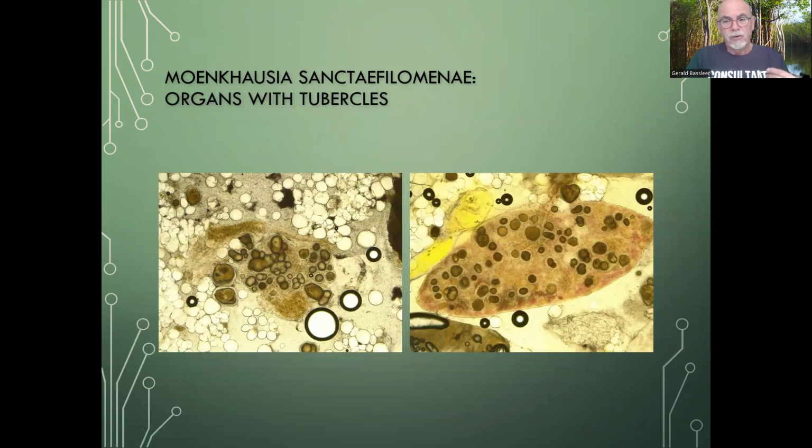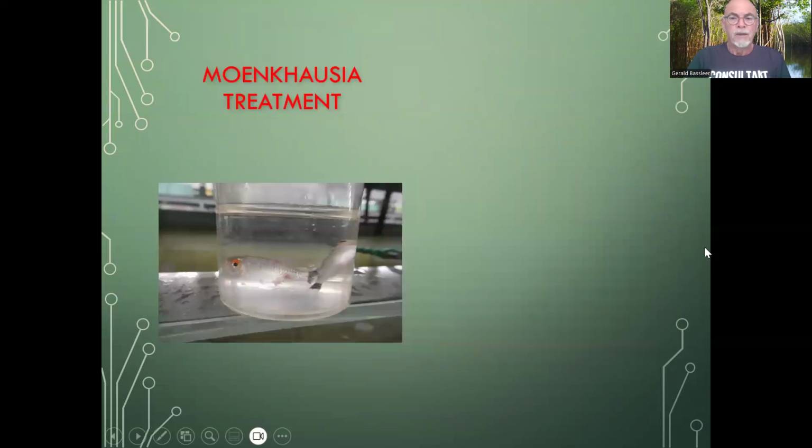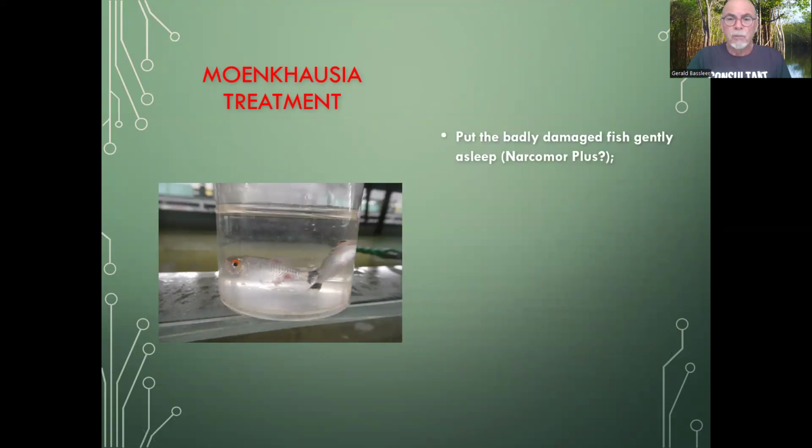We also checked internally the organs of the fish, and you could see the badly infected organs full of tubercles and hardly any healthy tissue available in those organs. You can imagine the fish will die. So, what can you do as a treatment? Well, not for those that are so badly damaged. You better put them gently asleep, euthanize, like with a product of Narcomore Plus. There are many more products, but that's an example that you can use.